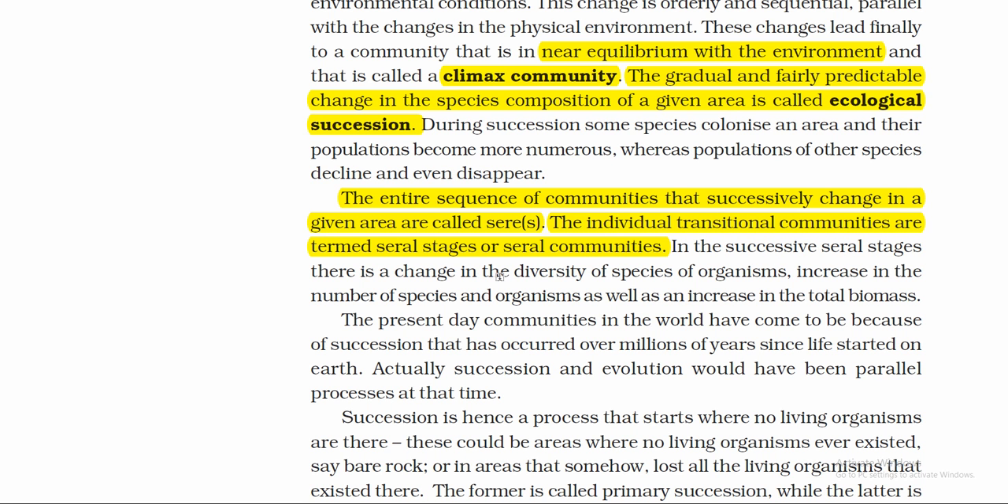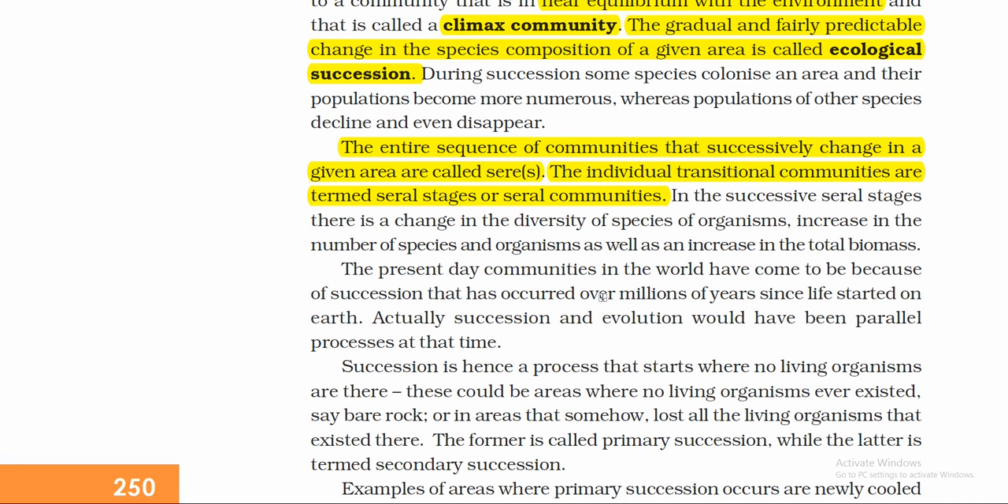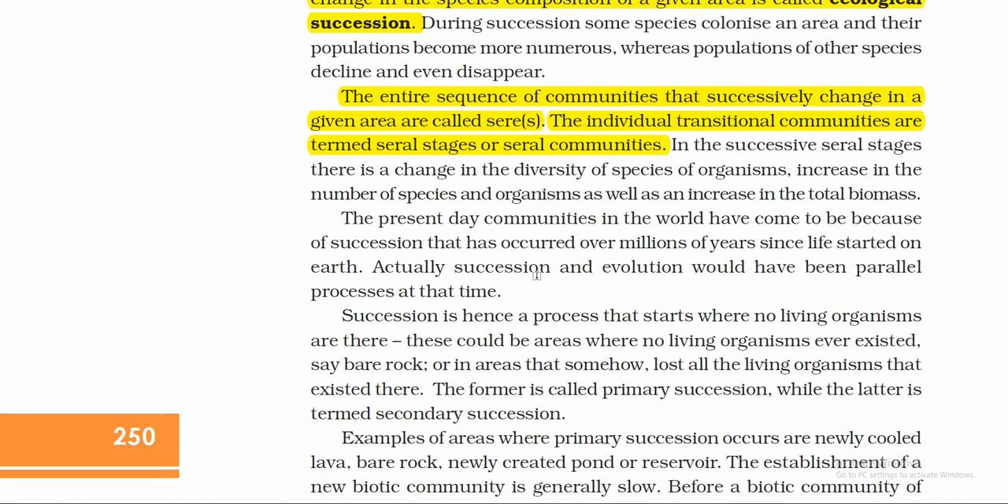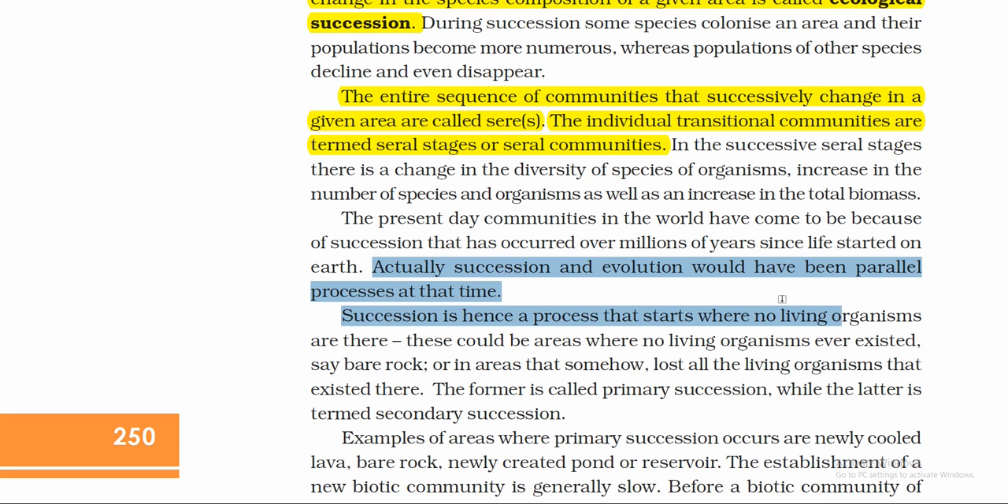In the successive serial stages, there is change in the diversity of species of organisms, an increase in the number of species and organisms, as well as an increase in the total biomass. The present day communities in the world have come to be because of succession that has occurred over millions of years since life started on Earth. Actually, succession and evolution would have been parallel processes at that time.